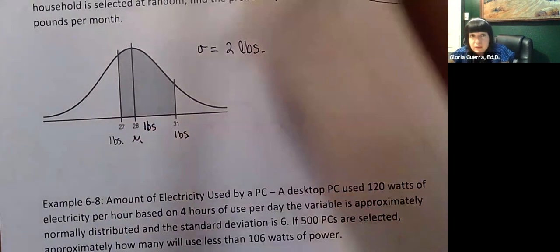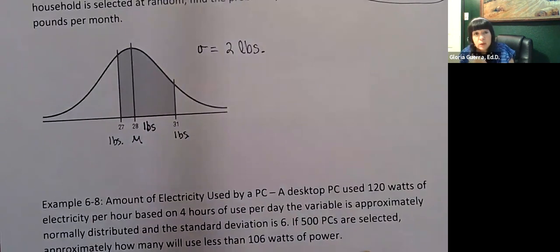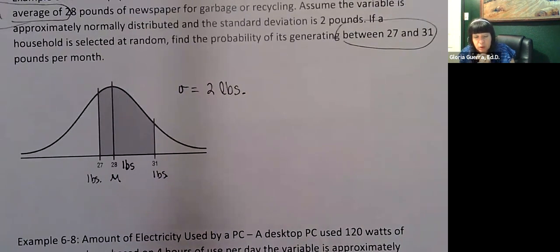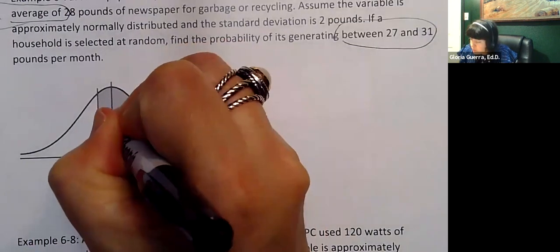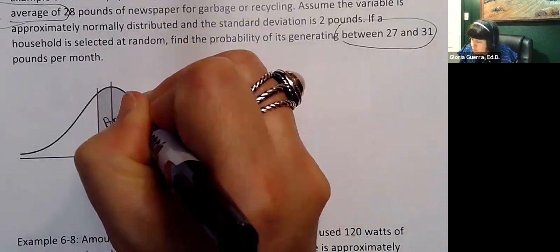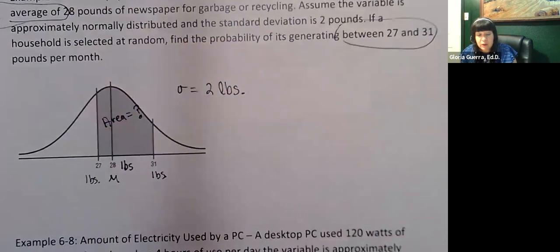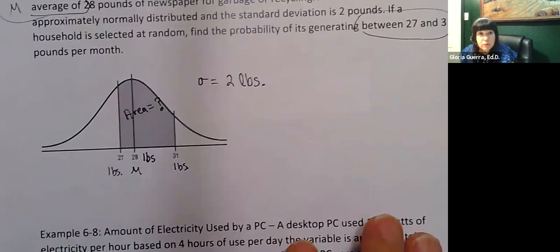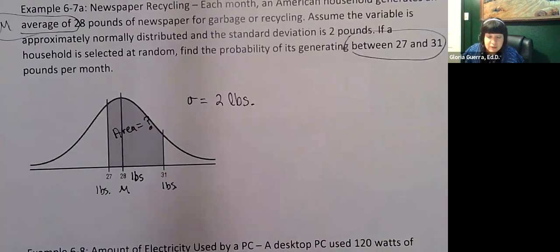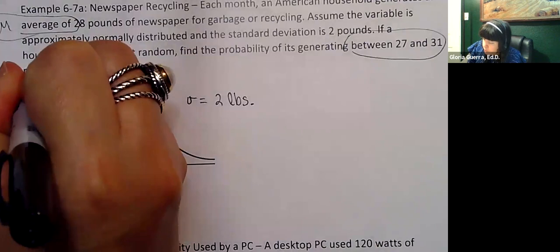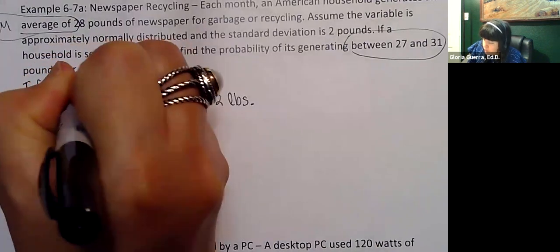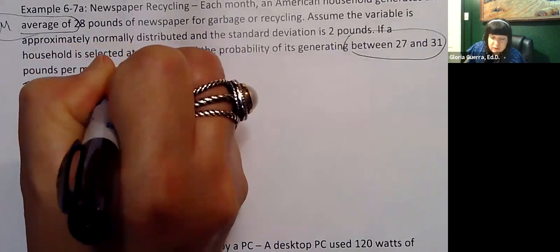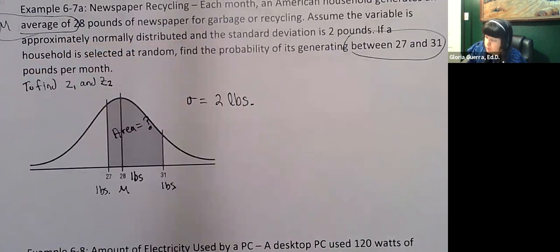All right. Now the thing is that we need to find not just one z, but two z's. We need to find both of these. We need to find the area. So area is equal to question mark. We need to find that area, but we also need to find our z's. I'm going to make a note here that to find the z sub 1 and the z sub 2, you're going to run it through the formula.